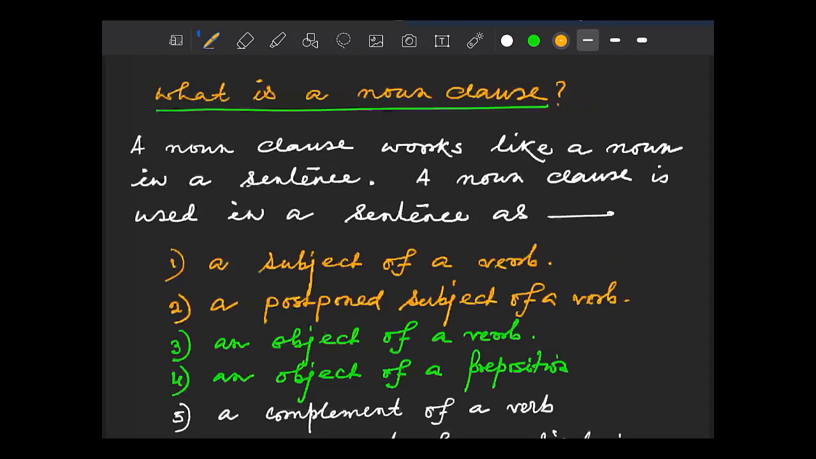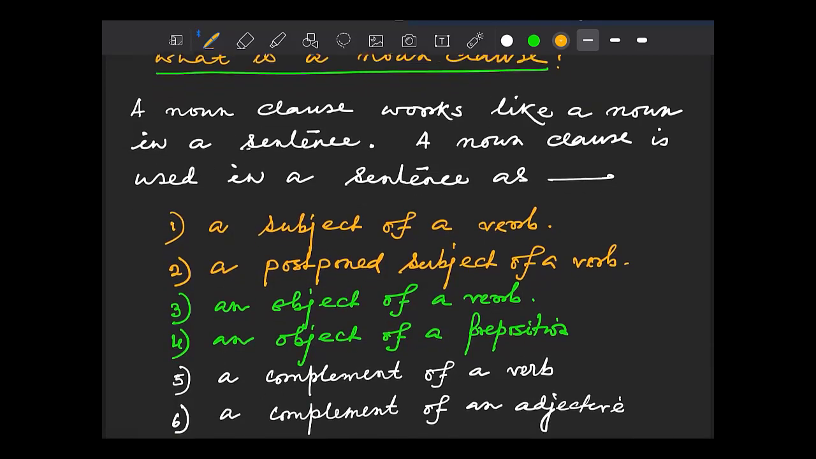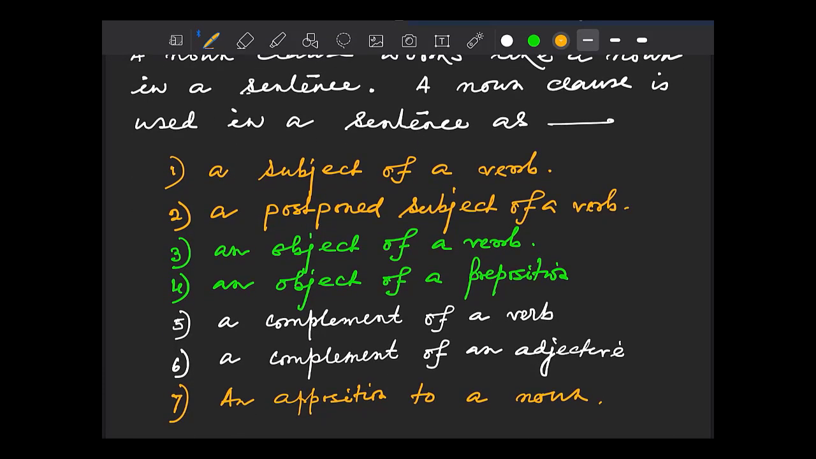A noun clause works like a noun in a sentence. I have written it for your convenience. A noun clause works like a noun in a sentence. A noun clause is used in a sentence as a subject of a verb, a postponed subject of a verb. See, these two are the subjects. For this I have used the same ink, a subject of a verb and a postponed subject of a verb.